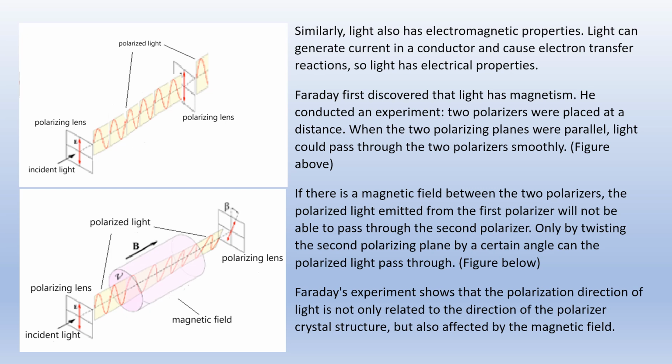He conducted an experiment. Two polarizers were placed at a distance. When the two polarizing planes were parallel, light could pass through the two polarizers smoothly. If there is a magnetic field between the two polarizers, the polarized light emitted from the first polarizer will not be able to pass through the second polarizer. Only by twisting the second polarizing plane by a certain angle can the polarized light pass through. Faraday's experiment shows that the polarization direction of light is not only related to the direction of the polarizer crystal structure, but also affected by the magnetic field.